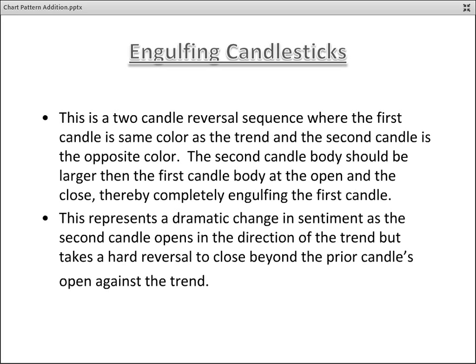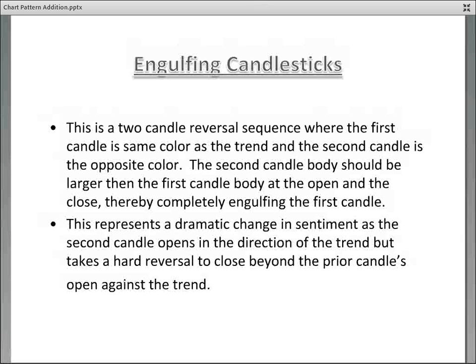There's some people typing, guys. Okay, body. So, this represents a dramatic change in sentiment as the second candle opens in the direction of the trend, but takes a hard reversal to close beyond the prior candle's open against the trend. Now, I think I have the ability to draw, so hang on with me, guys.